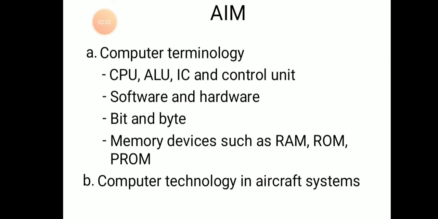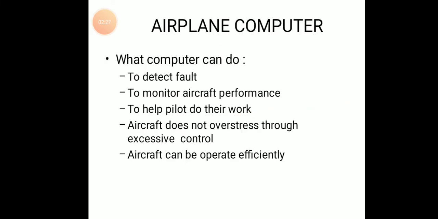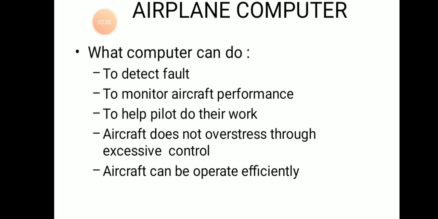So how are they going to use it in an aircraft system? First of all, the airplane computer. What is that airplane computer, and what can the computer do? The computer can detect faults, monitor aircraft performance, and help the pilot in their work. The aircraft does not get overstressed through excessive control, and the aircraft can be operated efficiently.